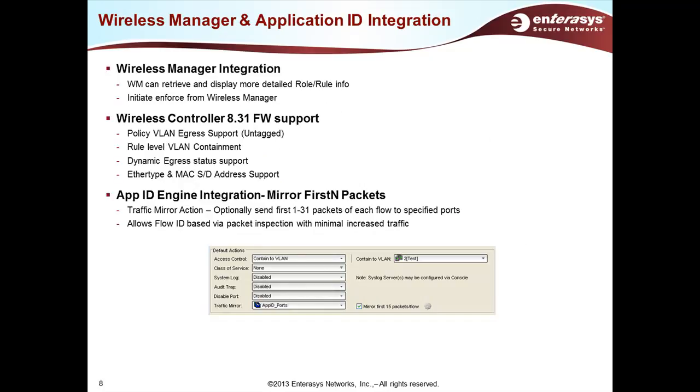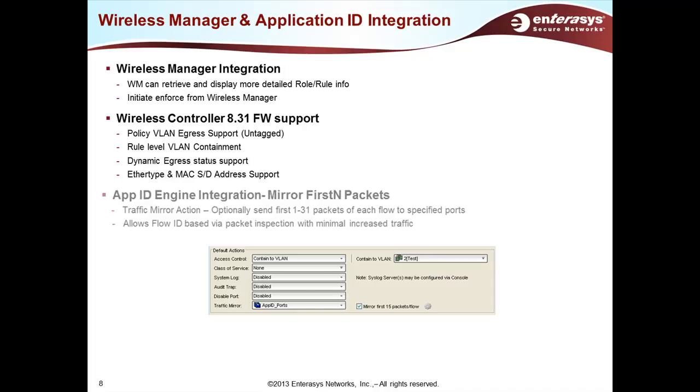5.0 builds on NetSight Suite integration in a few areas. On the wireless side, more detail is now provided about the domain's role and rule configuration for external viewing in Wireless Manager. We'll see that in more detail in the following slides. Support for new wireless controller firmware updates have been added as well, including policy egress VLAN support, rule level VLAN containment, VLAN dynamic egress status, and support for EtherType and MAC source dest rule types.